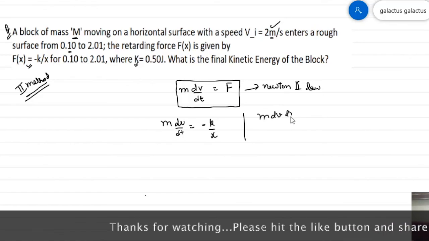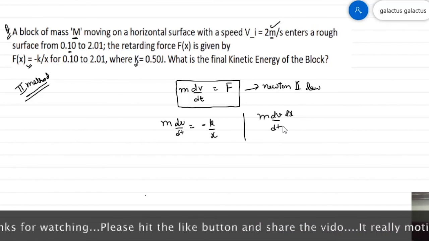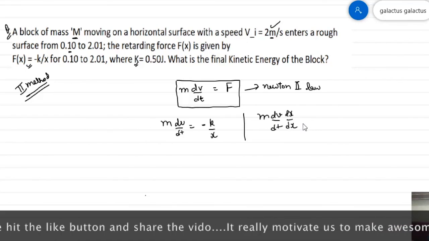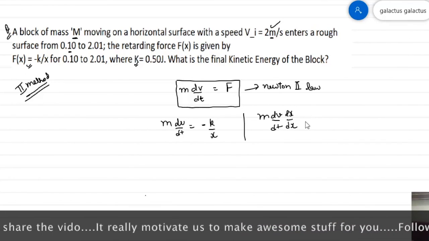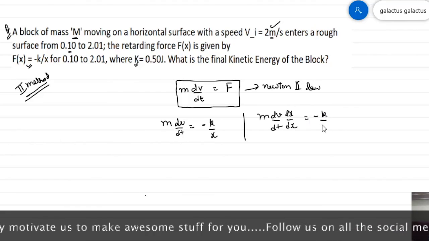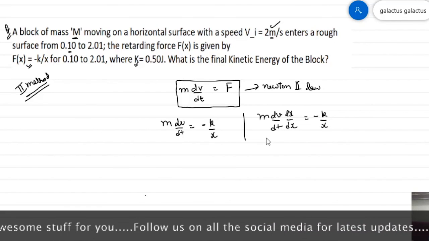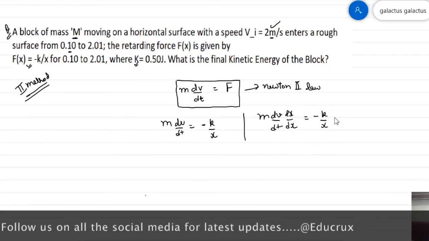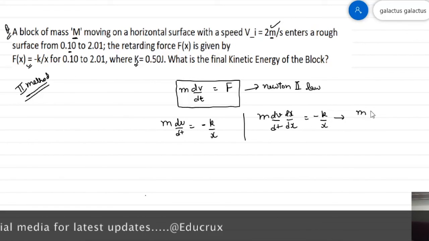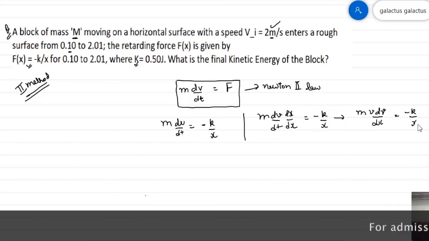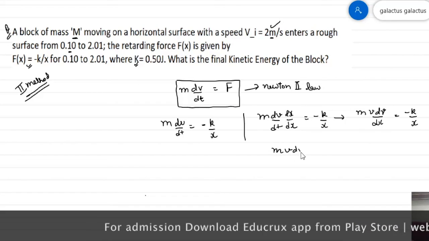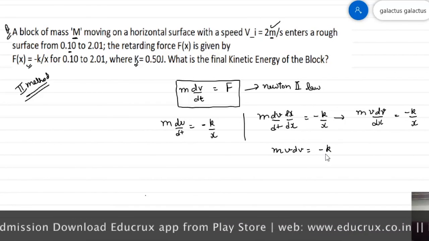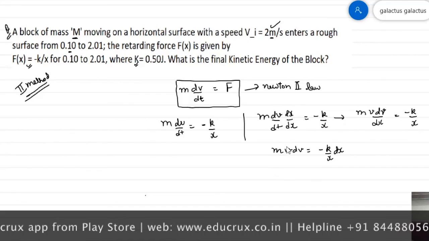and now if I perform an algebraic manipulation, that is multiplying and dividing by the small displacement dx, then my expression will change to m v dv upon dx is equal to minus k by x. So m v dv is equal to minus k by x dx.